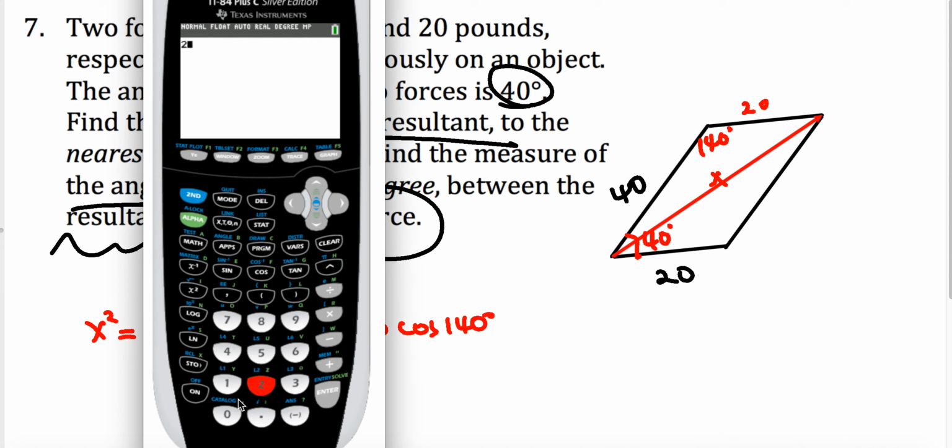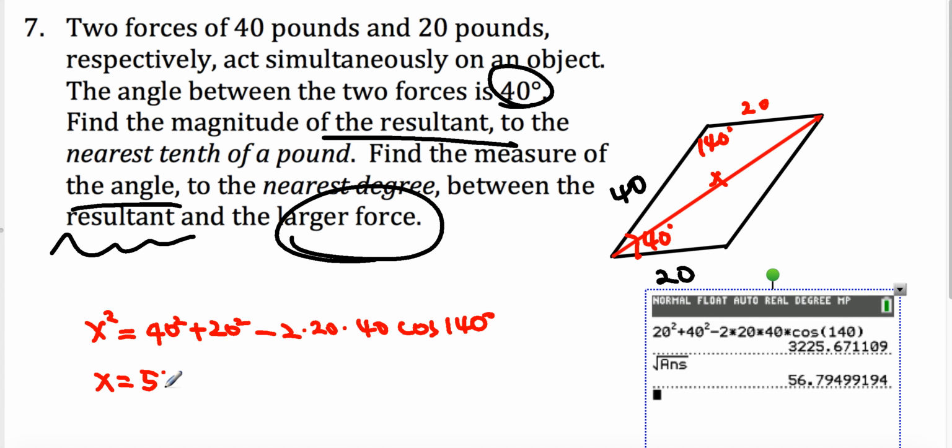Then here we get 20 squared plus 40 squared minus 2 times 20 times 40 times cosine of 140. All right, let's look at it. Then we get 3225, so we need to take the square root of that. We get 56. So x equals 56.8.